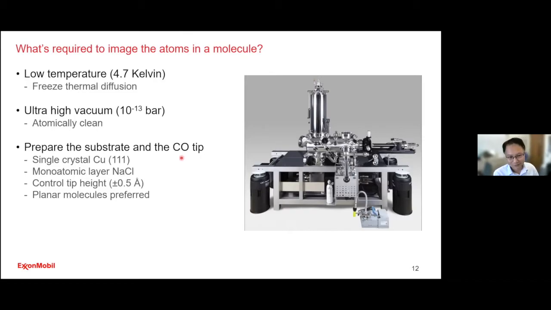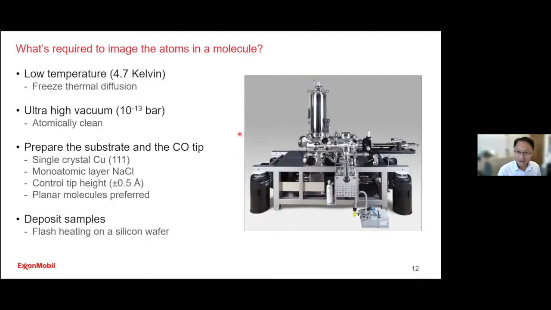Most importantly, the surface is mostly a single crystal copper 111, which needs to be atomically flat. Sometimes you need to prepare a monolayer of sodium chloride if you want to image the molecular orbitals. You also need to control the tip height, and because it is a surface technique, planar molecules are preferred. Lastly, how to transfer the molecules onto the cryo stage is an open question, because you want to maintain the very low temperature and very high vacuum. A lot of the time it's a flash heating from a silicon wafer.